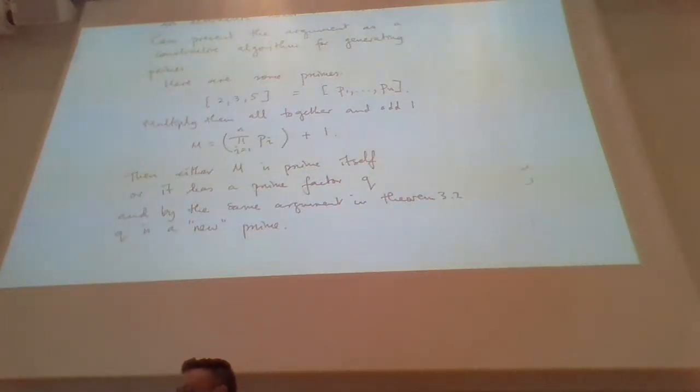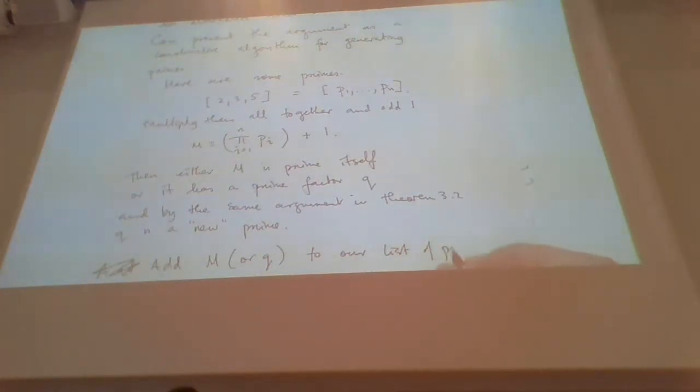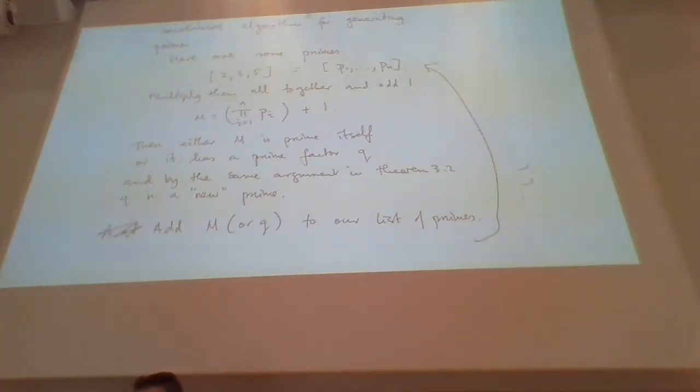So either m is a new prime, because m is bigger than all the numbers you had, or m has a prime factor which isn't on your list already. So you can add m or q as appropriate, depending on which one's prime. Add m or q to our list of primes. And then you've got a longer list, and then you go back to the top. I know it doesn't look like a computer program, but essentially that is a description of the algorithm.